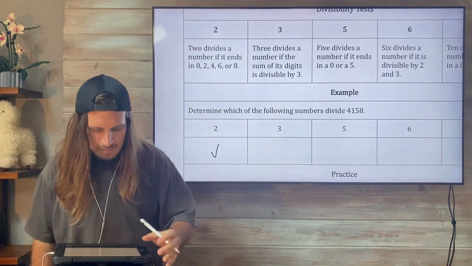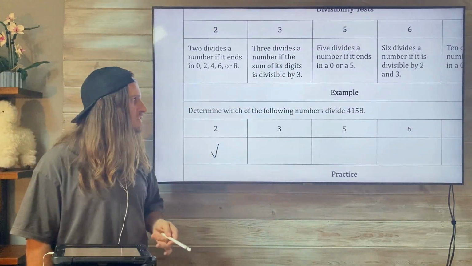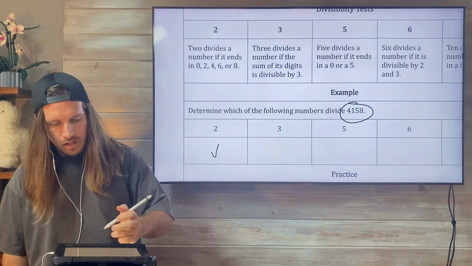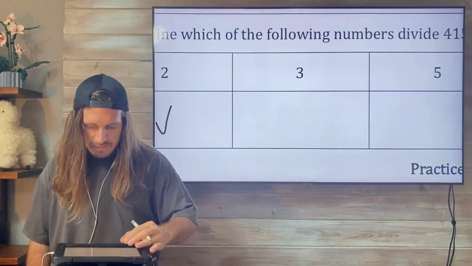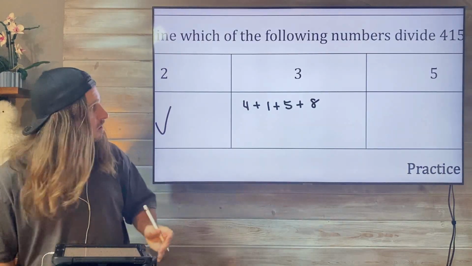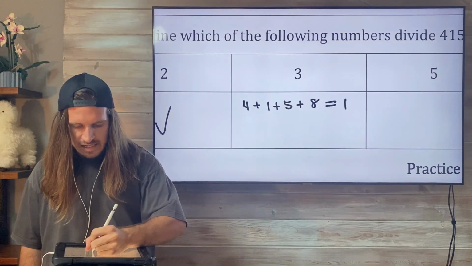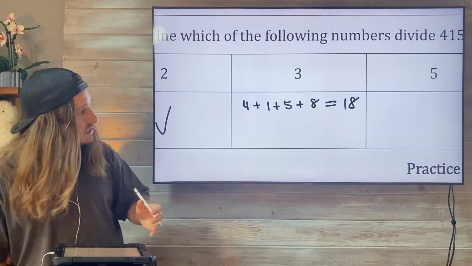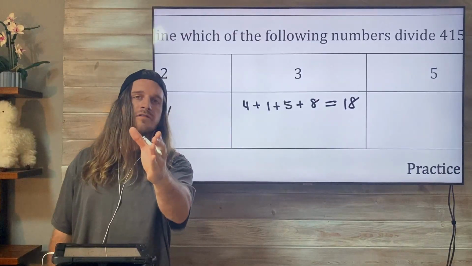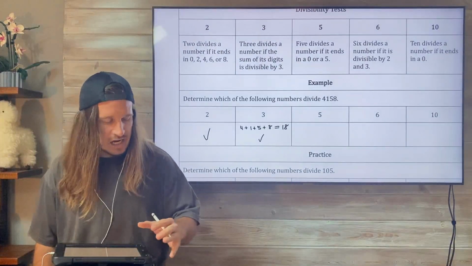Now, here's what I mean by the 3 situation. We said that 3 divides a number if the sum of its digits is divisible by 3. So what do I mean by that? We're going to take the number 4,158 and add up the digits. That is 4 plus 1 plus 5 plus 8. 4 plus 1 is 5, plus 5 is 10, plus 8 is 18. And is 18 divisible by 3? Yes, it is, which means that 4,158 is divisible by 3. So that's how a divisibility check for 3 works.